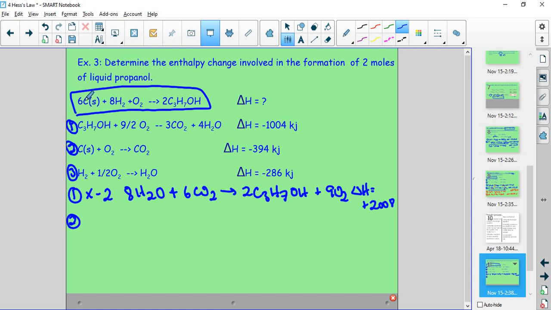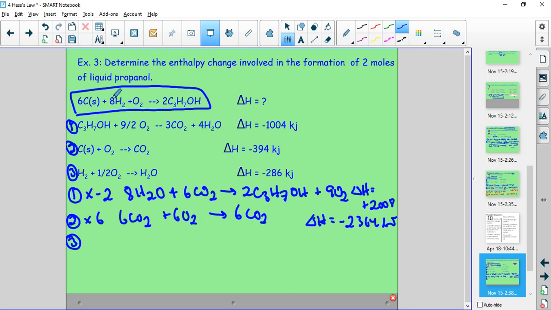Carbon needs to be 6 carbons. Let's multiply that by 6 then, right? 2 times 6, and we get 6 CO2 plus 6 O2 produce 6 CO2, and our enthalpy value is just multiplied by 6, and that's going to be negative 2364 kilojoules.